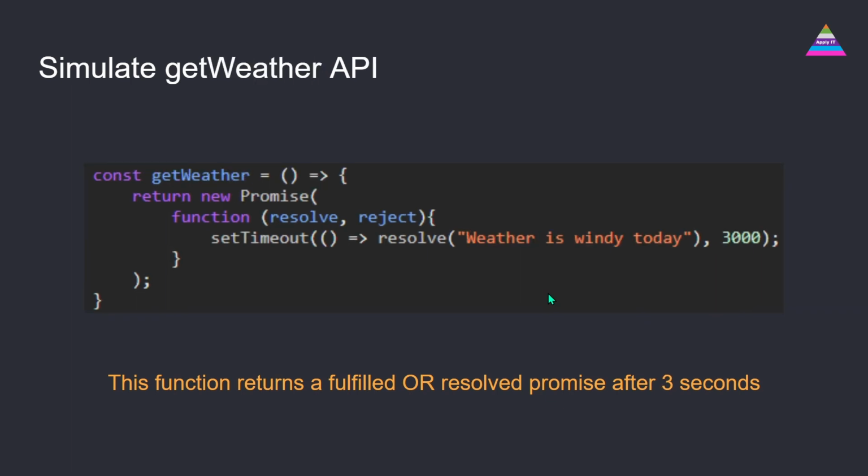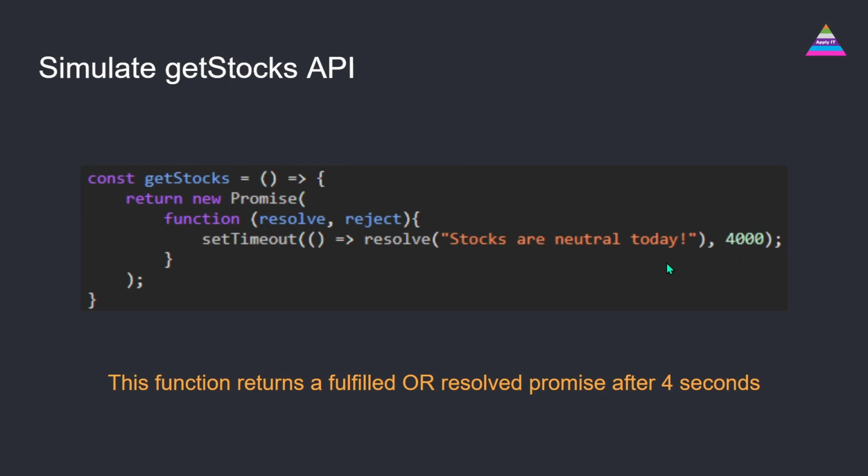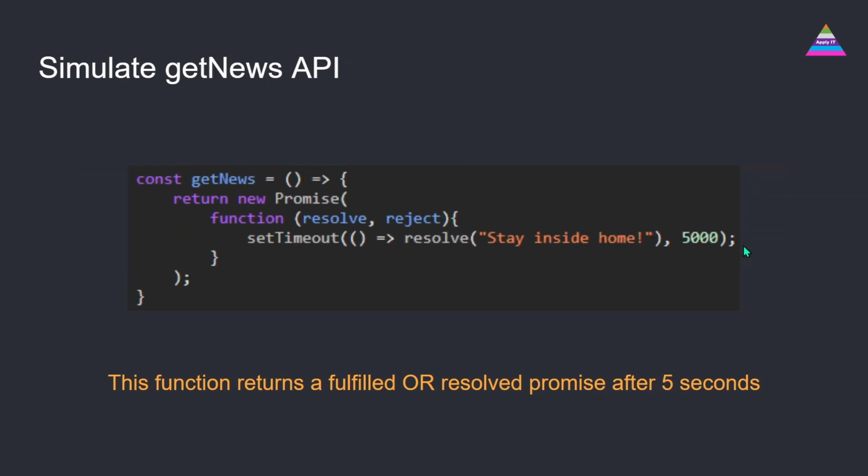So here we are creating different timing behaviors using the setTimeout function. The first API is taking 3 seconds, the second API, that is the getStocks API, is taking 4 seconds, and the getNews API is taking 5 seconds. We have taken different timings for each API so that we can observe how it is going to impact the final response that will be returned by Promise.all or Promise.allSettled.